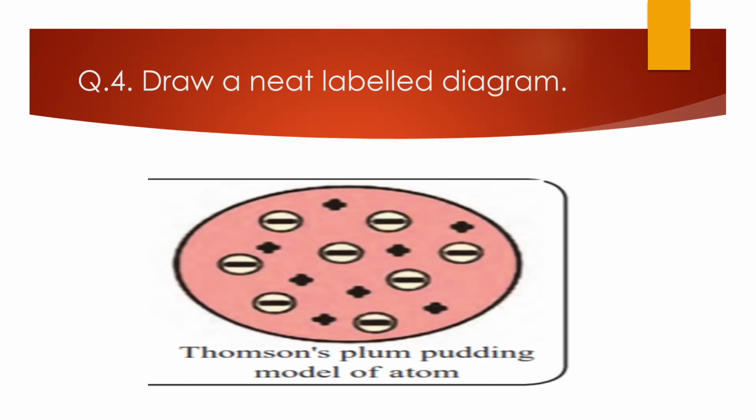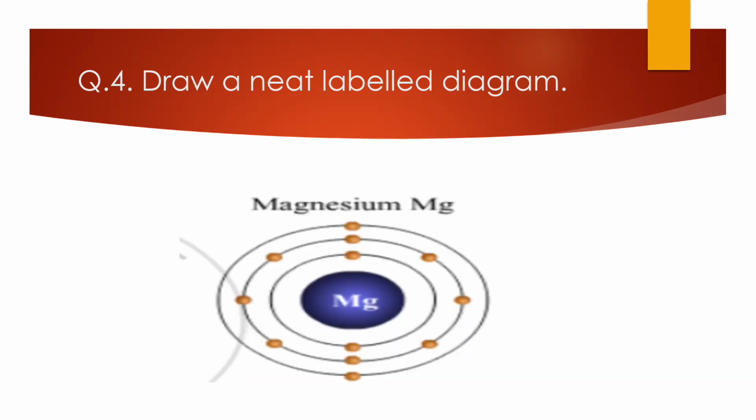Second is Thomson's model of atom. In Thomson's model of atom, you can just draw the sphere and the positively and negatively charged particles embedded in it. Next is magnesium. In the case of magnesium, its atomic number is 12. Around the nucleus, in the first orbit you have to draw 2 electrons, in the second orbit 8 electrons, and in the third orbit 2 electrons.